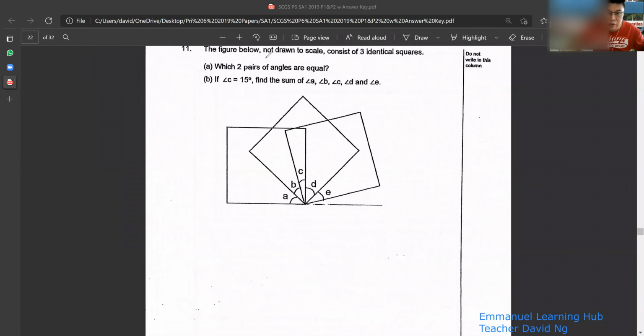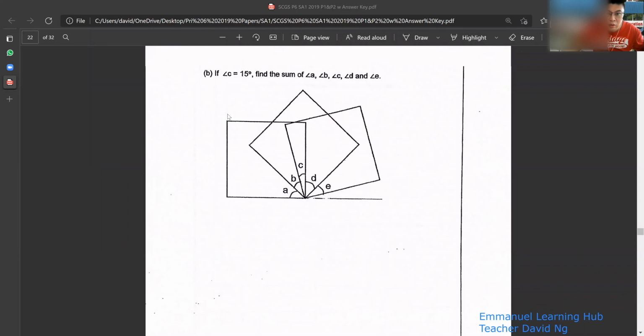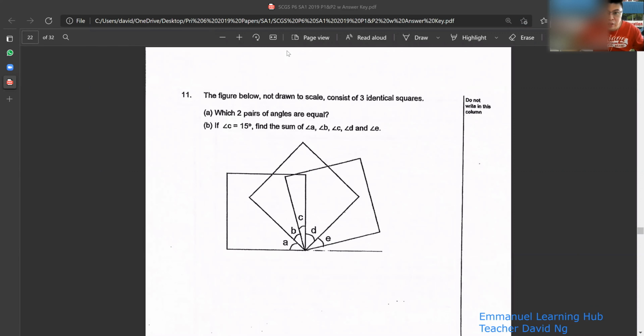Okay, question 11. It says that the figure below, not drawn to scale, consists of 3 identical squares. So this is a square, this is a square, and this is also a square. Three identical squares. For squares, they are all 90 degrees.